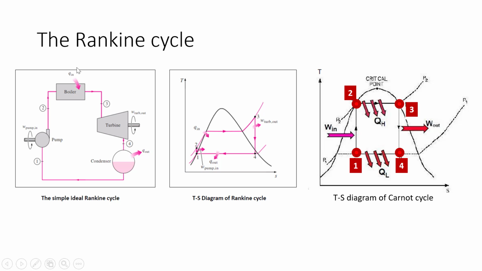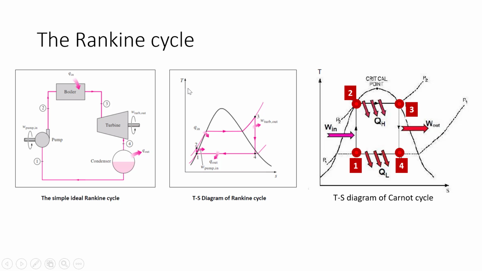So what is the Rankine cycle? The Rankine cycle is part of the heat engine. In a heat engine we have four main components, so it's the same for the Rankine cycle. The Rankine cycle also has four main components, which are boiler, turbine, condenser, and pump. Also, the cycle is moving clockwise.